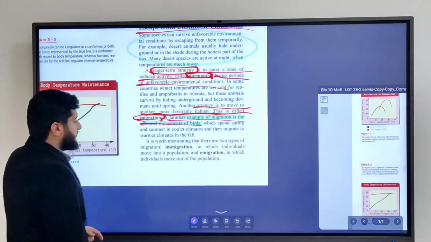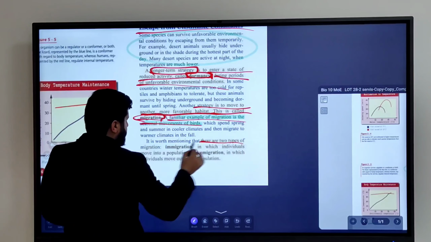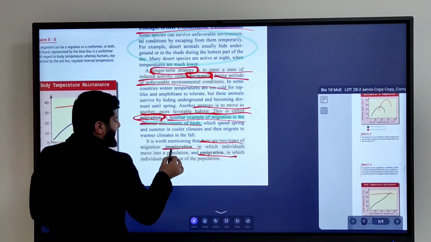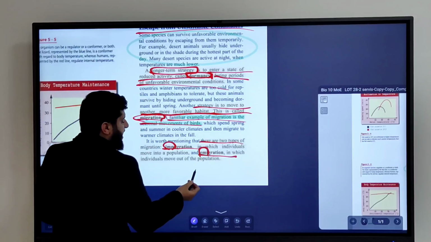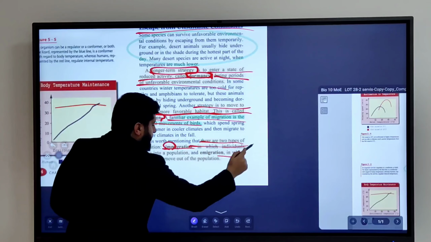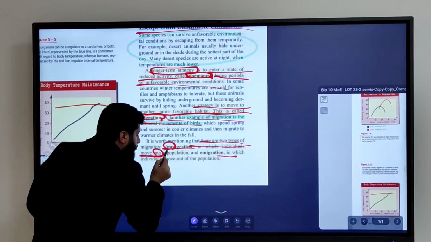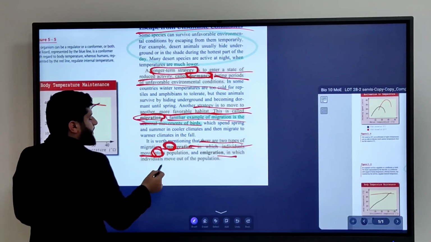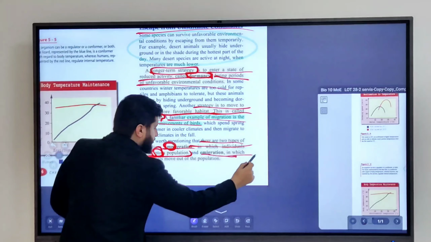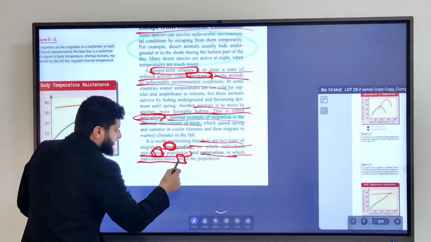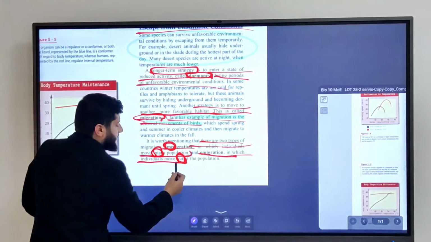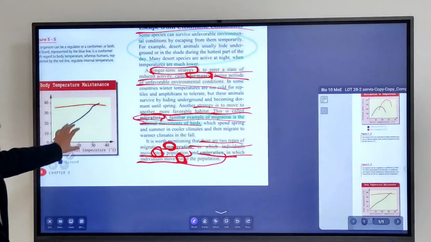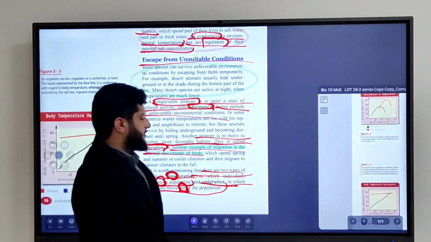There are two types of migration. The first one is immigration, the second one is emigration. Immigration is in which individuals move into a population. Don't make mistakes: im means into. Emigration is in which individuals move out of the population, exit, thus escaping from unfavorable conditions.